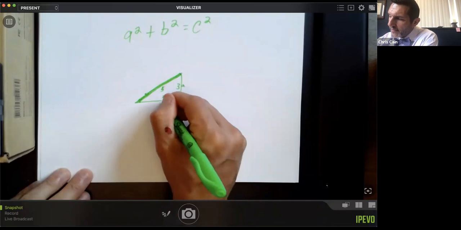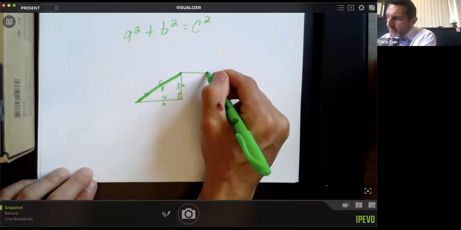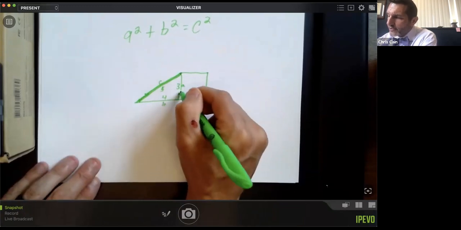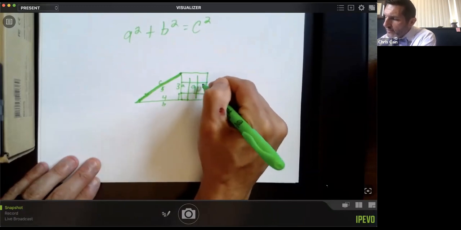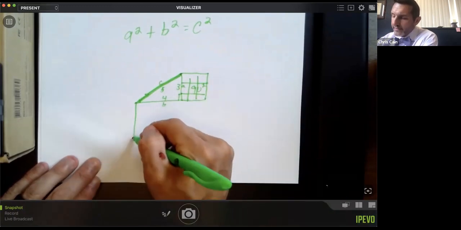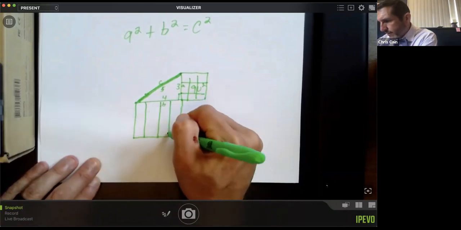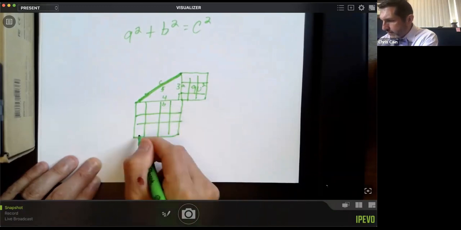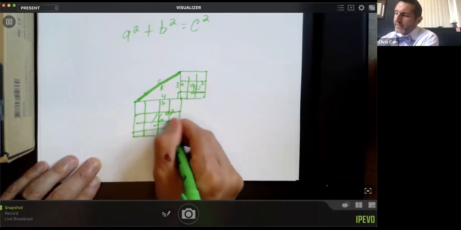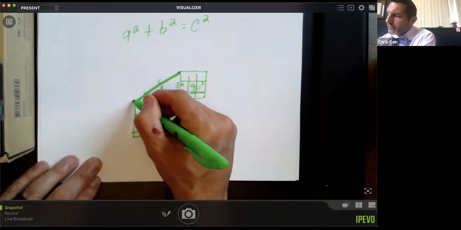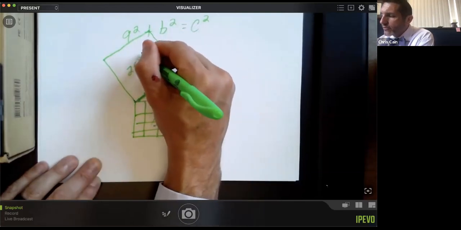We'll label these A, B, and C. So if I take 3 squared, that means I make 3 in 2 dimensions. And that gives me 9 units squared. 4 in this dimension gives me 16 units squared. Well, what's interesting here is if I take these 9 units squared and the 16 units squared, and I add them up, that gets me 25 units squared.